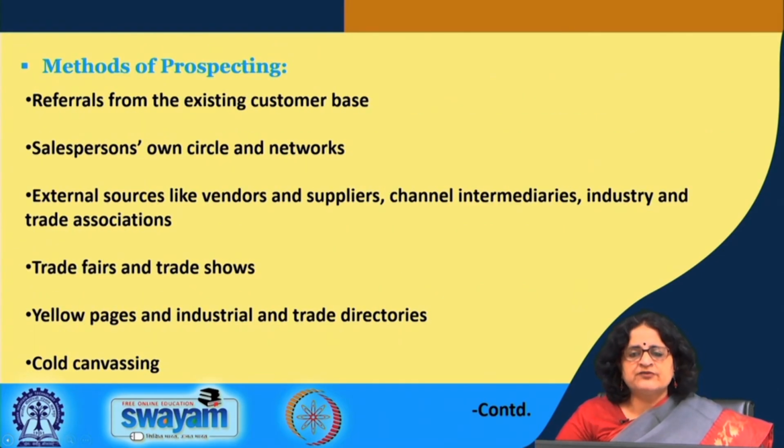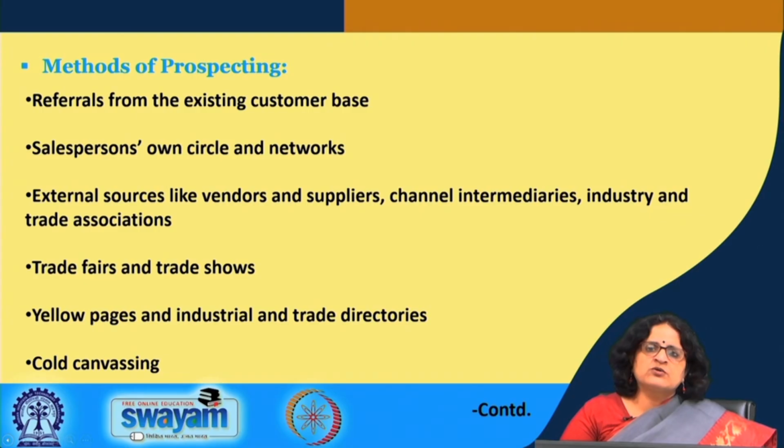Now, what are the different methods of prospecting? The salespersons could refer to people in their own circle, in their own network. They could seek referrals from existing customer bases. They could also seek help from sources like vendors and suppliers and channel intermediaries or industry and trade associations. Trade fairs and trade shows are again forums where salespersons can look for prospects or can identify prospects.